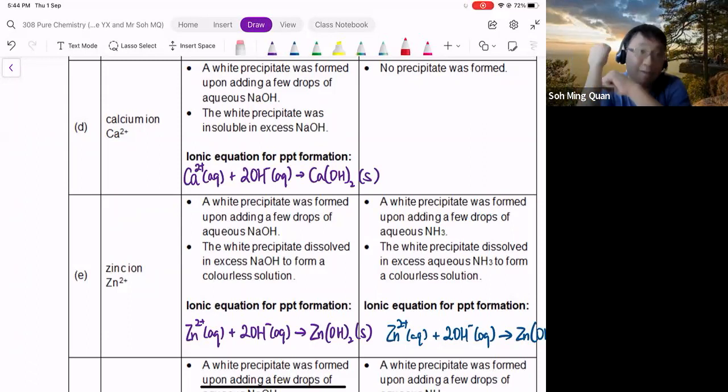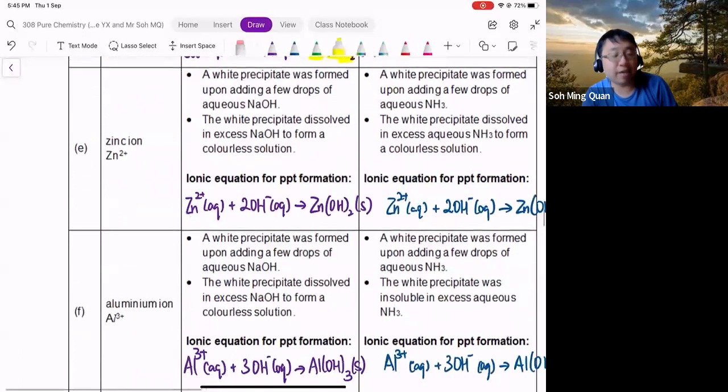Good example, calcium, Ca2+. Ca2+ forms a white precipitate when you add a few drops of NaOH. The white precipitate is, of course, calcium hydroxide. All right. Now, calcium hydroxide is a white precipitate and it's insoluble in excess NaOH. Now, for calcium, if you add ammonia, you will not see a precipitate. So that's a good way to tell it's calcium, because calcium doesn't form a precipitate with ammonia. It only forms a white precipitate with NaOH.